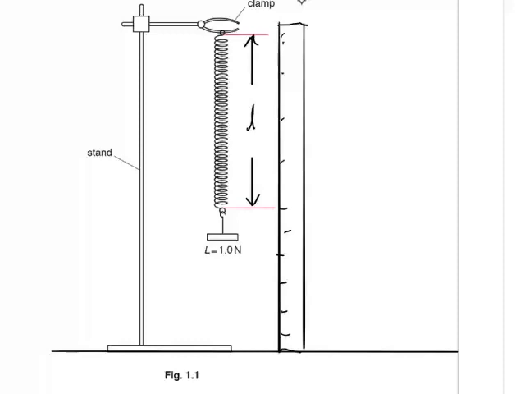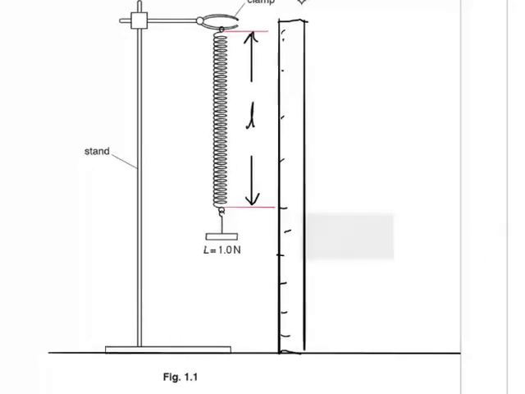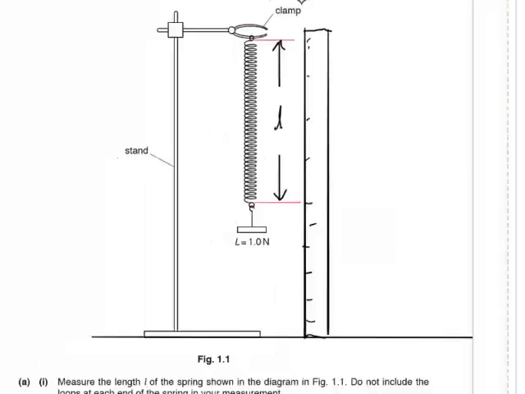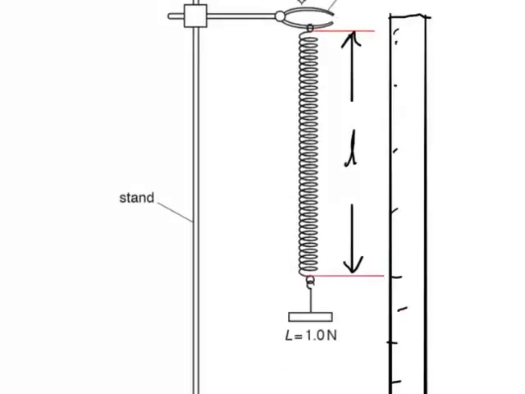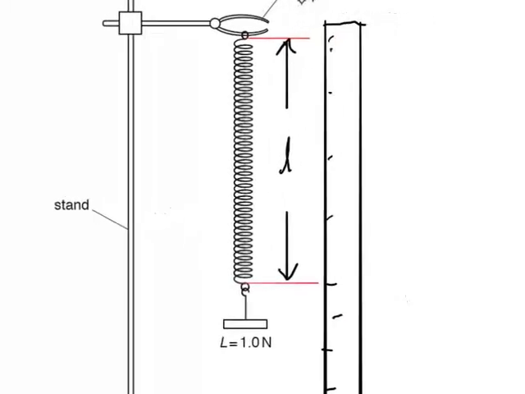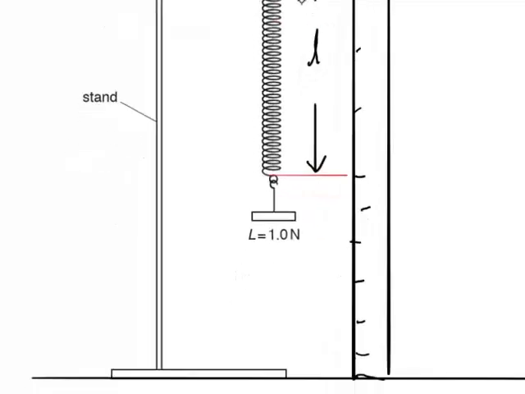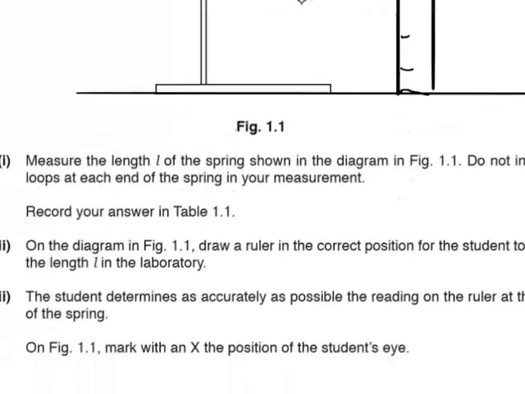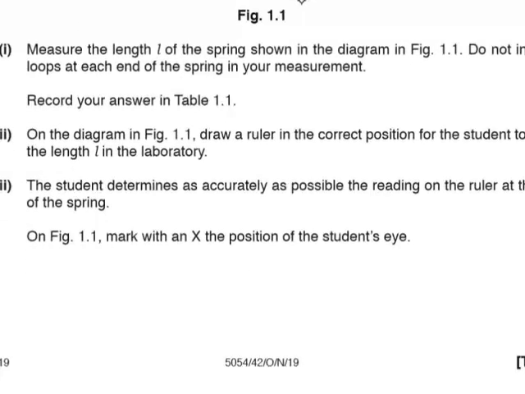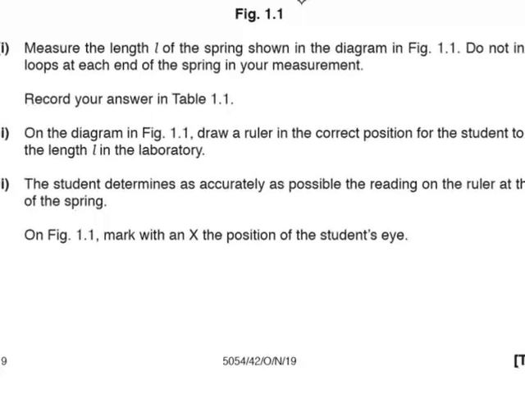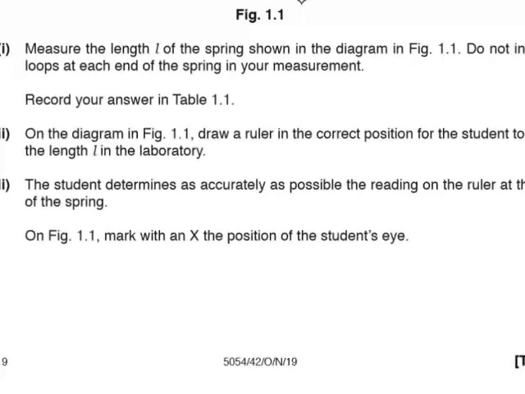All right, now it is very important to show the red line to know between which area the l will be measured. All right, so that will be the ruler. The student determines, as accurately as possible, the reading of the ruler at the bottom of the spring. Mark with an X the position of the student's eye.